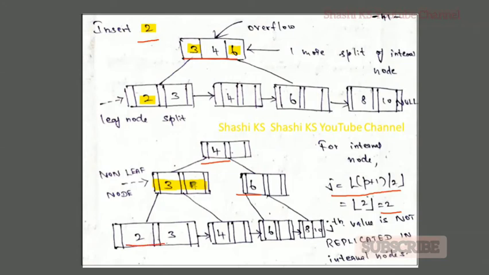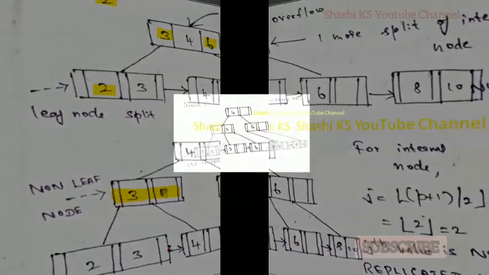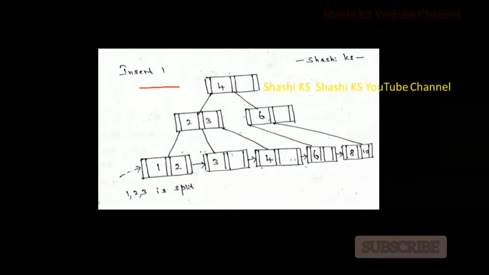Now 1 has to be inserted in this leaf node as 1, 2, and 3. So 1, 2, and 3 is the order in which the nodes have to be having their values. But there is a node overflow here. So then what you have to do, you have to split this leaf node. So when you split this leaf node, 1 and 2 will be here, and so this is splitting of leaf node. So the jth value is 2. So 2 is replicated in the parent node. Okay, so this is how the final B plus tree would look like.